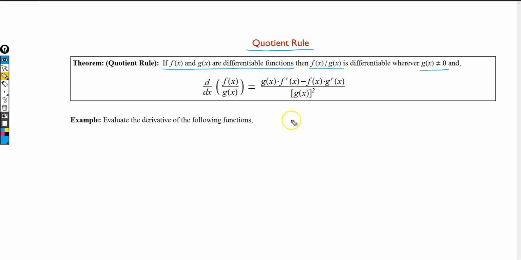Now, once again, just like the product rule, you have to be careful. The derivative of the quotient of two functions is not the derivative of f over the derivative of g. It's this up here. This is how we have to differentiate the quotient of two functions. So it is not this right here. Please do not differentiate the quotient of two functions by taking the derivative of the top divided by the derivative of the bottom. That is not how we do it. We have to follow this rule. So what we're going to do now is just take a look at a few examples.